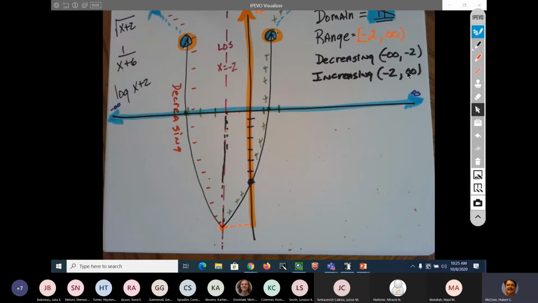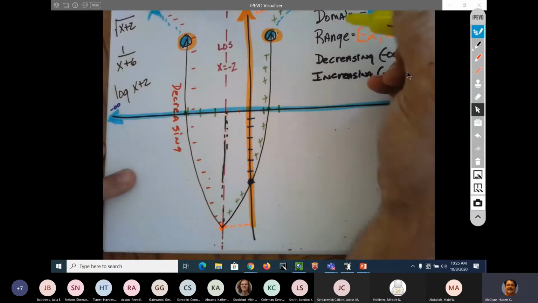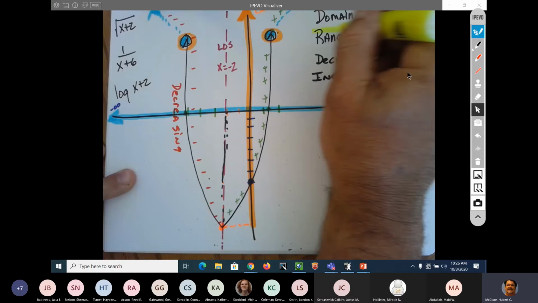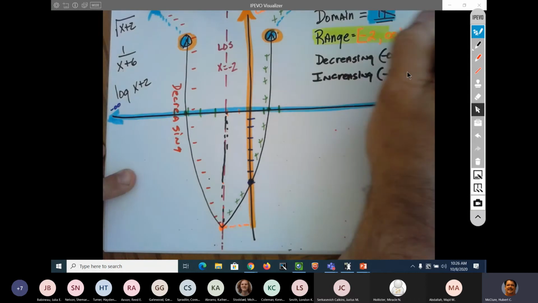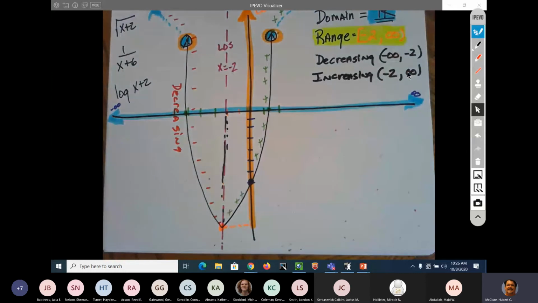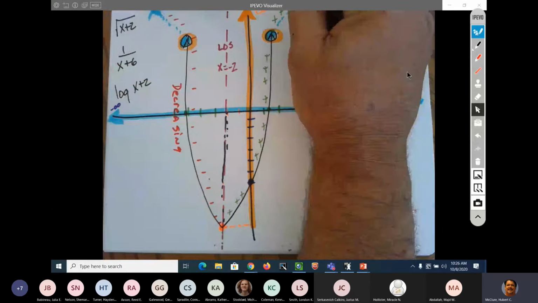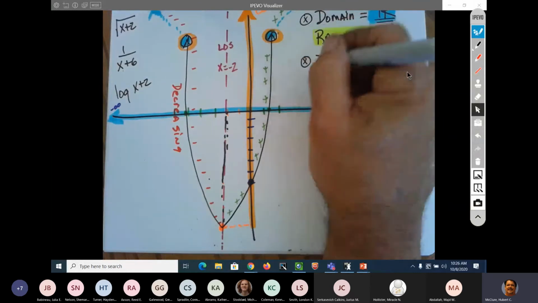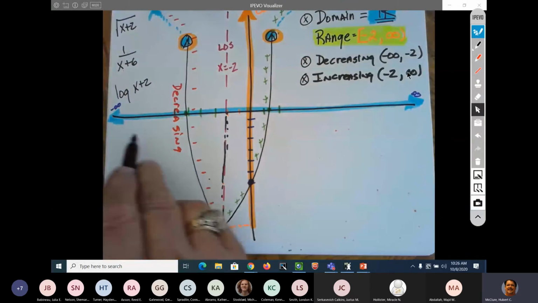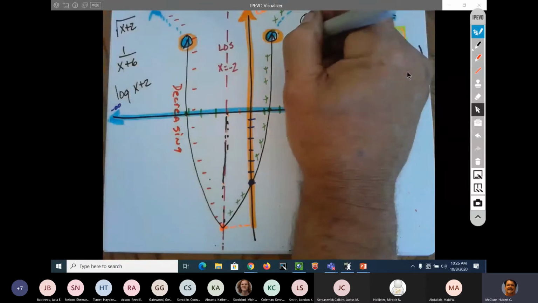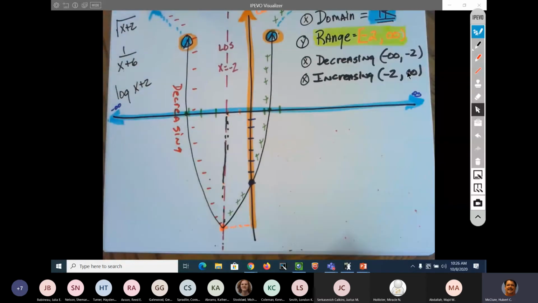Now, I'm going to highlight one more color. And that color is going to be yellow. This one right here is the only one that's in reference to y. The rest of them are in x terms. This is in x terms. This is in x terms. This is in x terms. This one is the only one that's in the y term.